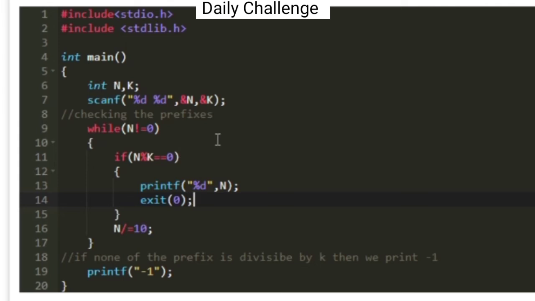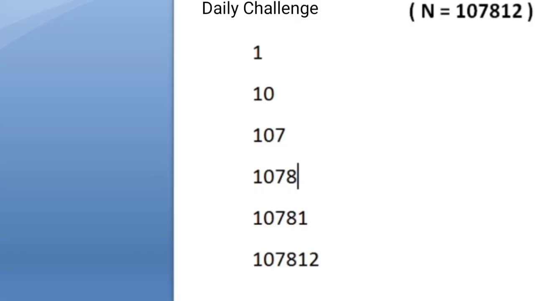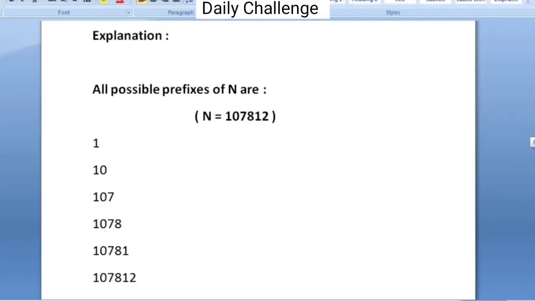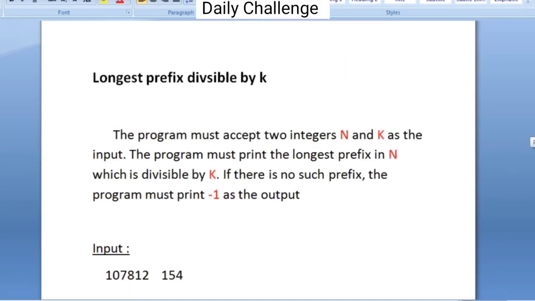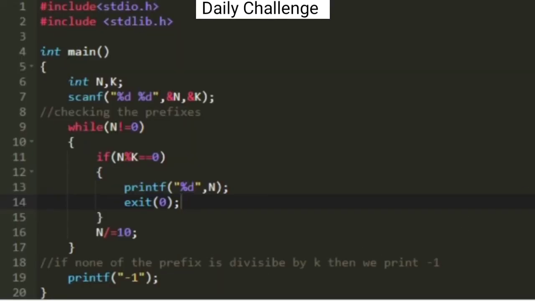In case there is no such prefix in the integer n, after iterating the while loop till n is equal to 0, nothing would have been printed, and at the end we are just printing -1, as we were asked in the question that if no prefix is divisible by k, we have to print -1 as the output. So this is the logic behind today's daily challenge.